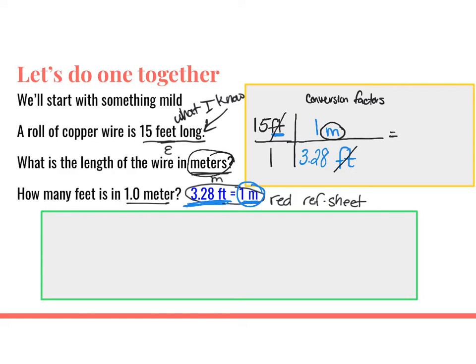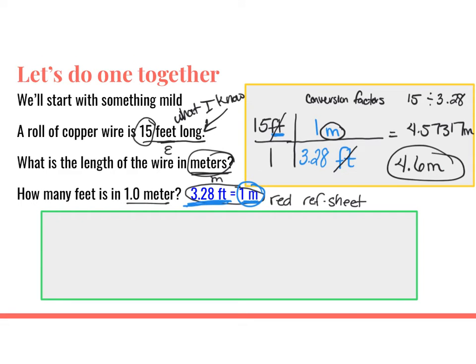Now what I'm going to do in my calculator is I'm going to take 15 divided by 3.28. I plug that in my calculator and I end up with 4.57317 meters. And then what I'm going to do is I just need to go back to sig figs. I only have 2 sig figs, so I can have an answer of 4.6 meters as my answer.